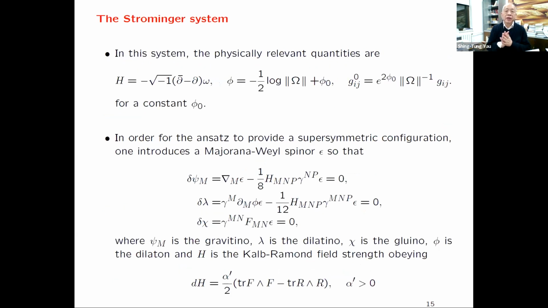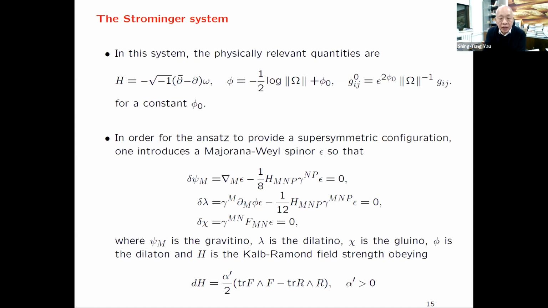So this is good. In this system, there are several quantities that appear. One is H that I described to you, the three-form. This is called the torsion three-form in heterotic string theory. And capital Omega is a holomorphic three-form that we assume to exist. And the norm is taken with respect to the metric. So we have this metric G_ij that I described to you written in this form.